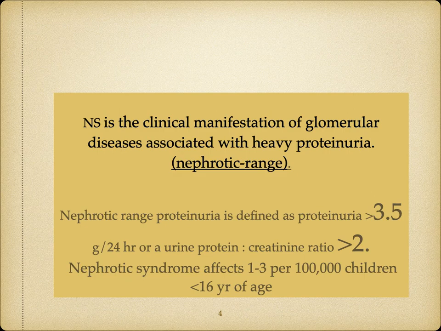Nephrotic syndrome is a clinical manifestation of different glomerular diseases that are associated with heavy proteinuria, which is called nephrotic range proteinuria. Nephrotic range proteinuria is defined as proteinuria of more than 3.5 grams per 24 hours, or a urine protein creatinine ratio of more than 2. Nephrotic syndrome affects about 1 to 3 per 100,000 children with age less than 16 years.